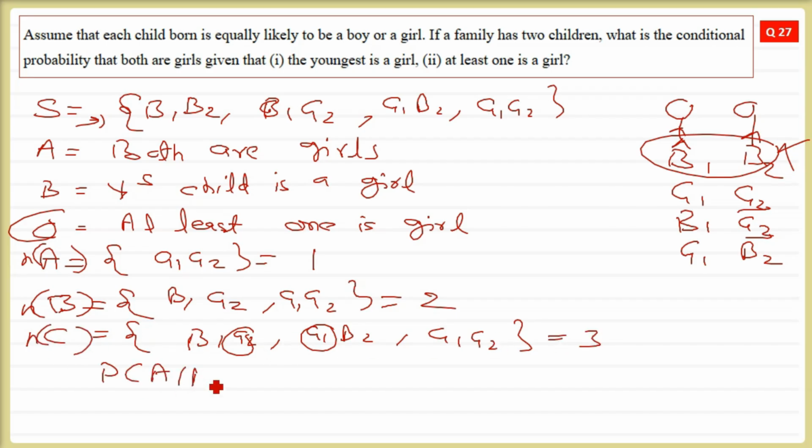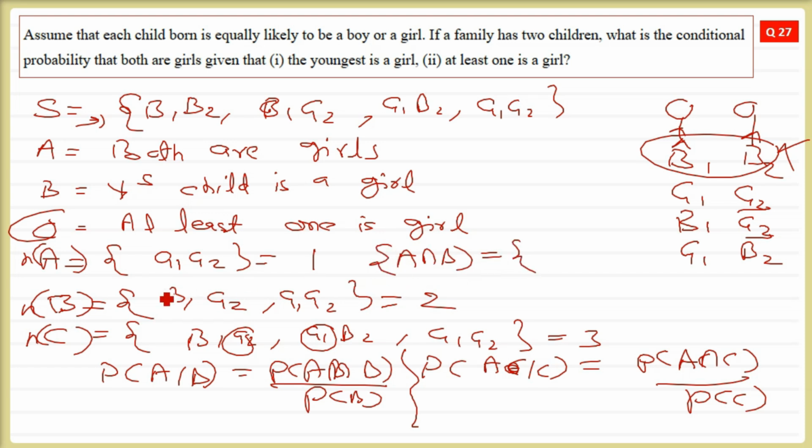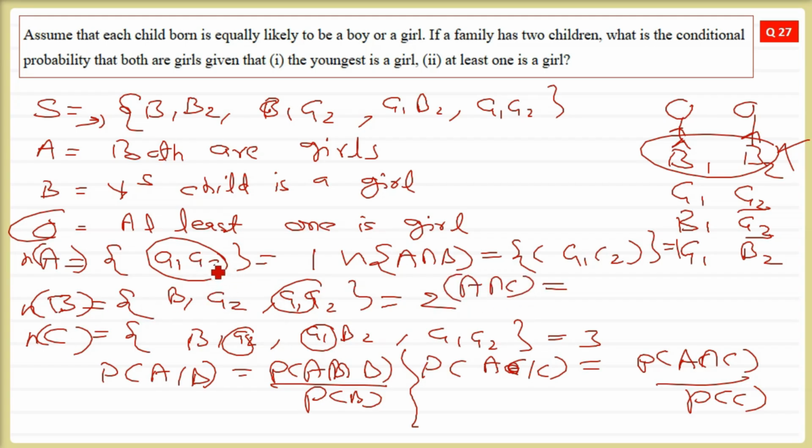Now we will find P(A|B) and P(A|C). That is, both are girls if it is given that the youngest is a girl is P(A|B), and both are girls if at least one is a girl is P(A|C). It will be P(A intersection B) by P(B), and P(A|C) is P(A intersection C) by P(C). Now let's find A intersection B first. What is the common value? Only G1, G2. So the number of elements in A intersection B is only 1. Now A intersection C: again G1, G2, because A has only G1, G2. So this is again 1.